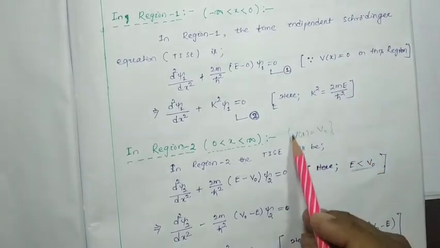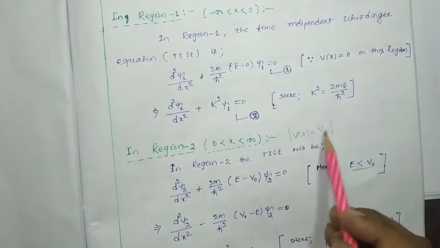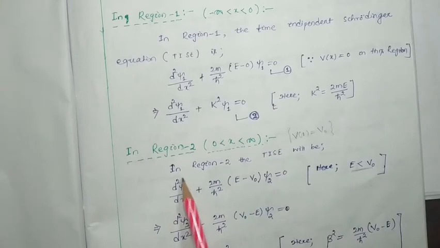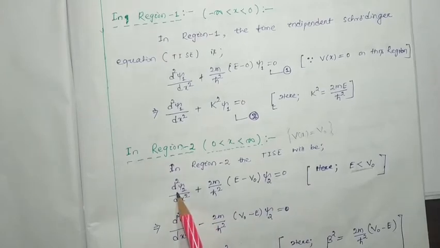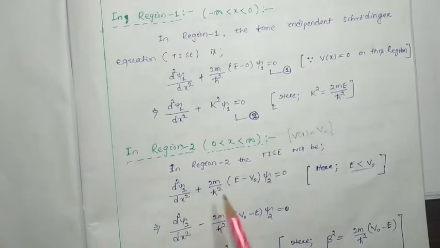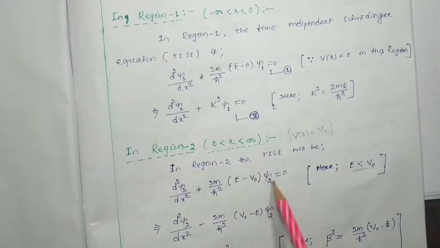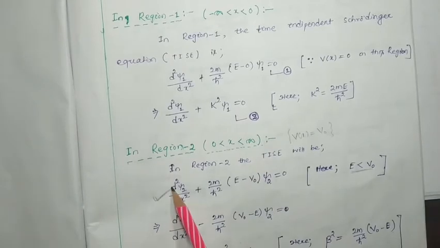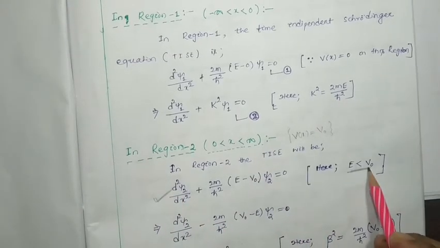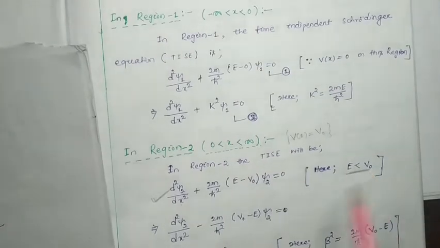In this region you just write in bracket V(x) equal to V0. Okay, so for this region what will be the time independent Schrodinger equation? In general we can write this one, d square psi 2 by dx square plus 2m by h cross square (E minus V0) psi 2 equal to 0. In general we can write this one, but here the condition is that E is less than that of the V0.